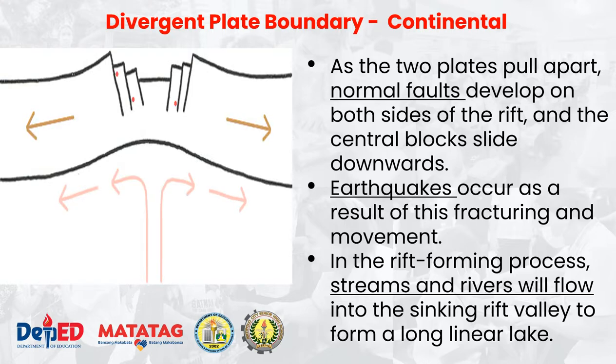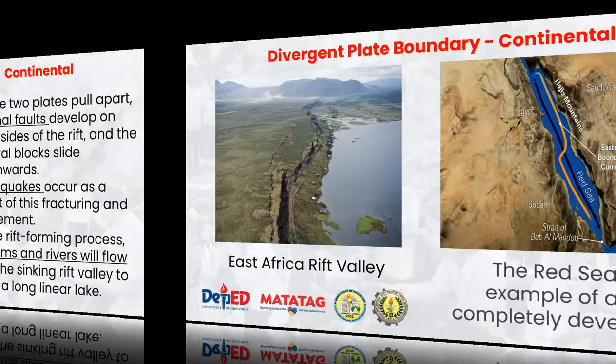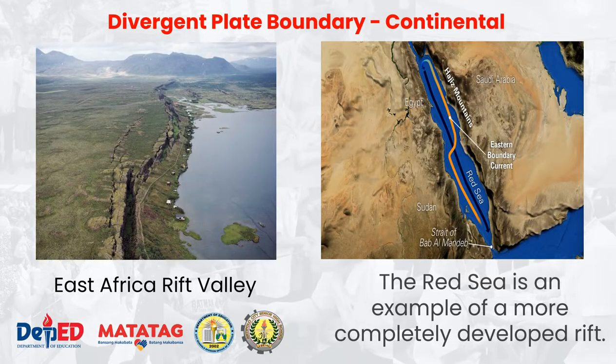produced. So dito, kapag ang 2 plates ay naghilaan palayo, may normal faults na nade-develop. And earthquakes happen. Tapos, yung napo-form dyan, yung mga streams and rivers, ayan, mga shallow sea nga, sabi ko po kanina, will flow into the sinking rift valley to form a long linear lake. Another po sa continental, ito mga examples natin, yung East Africa Rift Valley at yung Red Sea is an example of more completely developed rift.